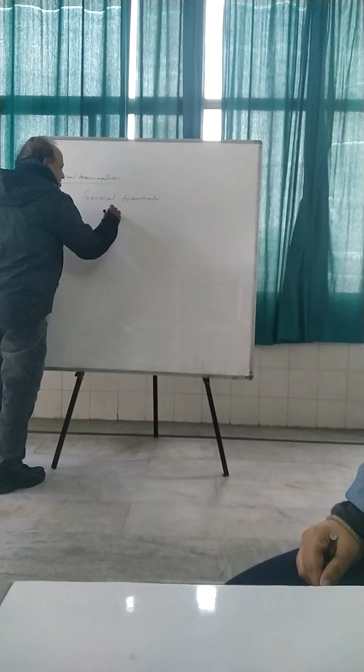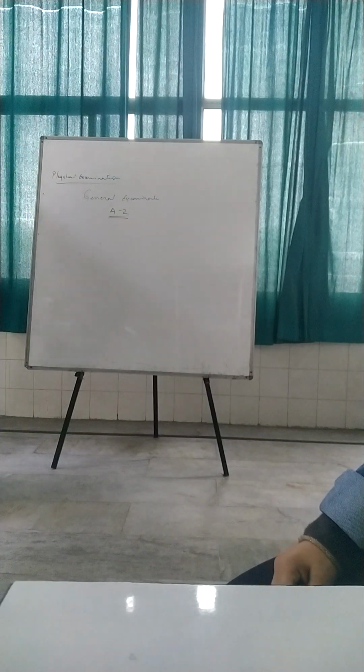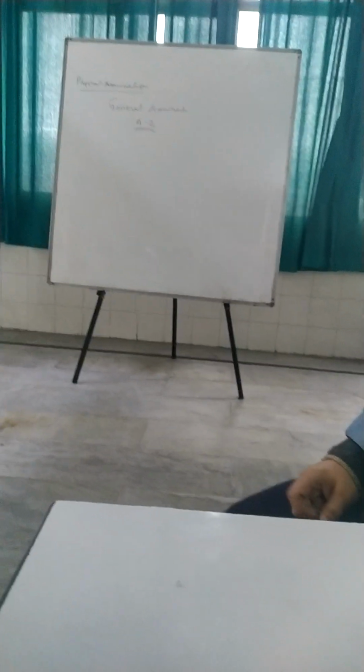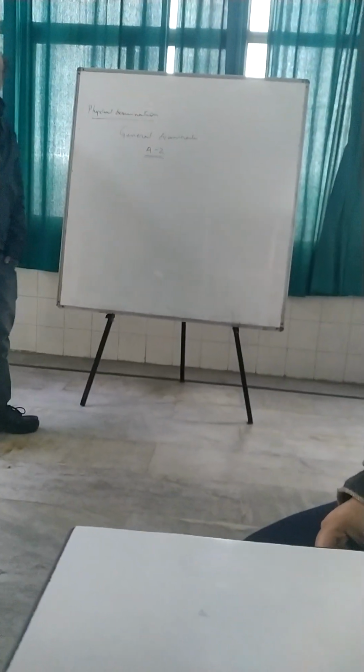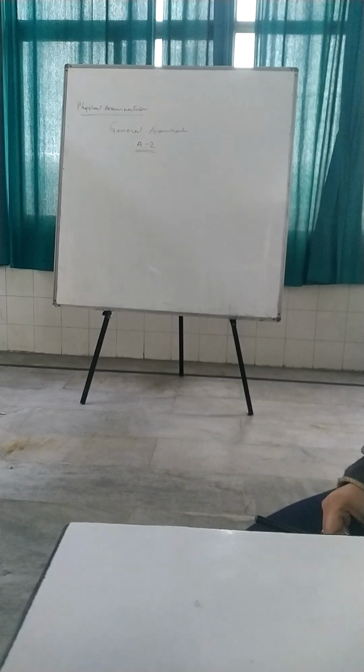A to Z means, what are the things that we look into in the general examination? A for appearance, B for build, C for cyanosis, D for decubitus, E for edema, F for fever, G for age, H for hair.